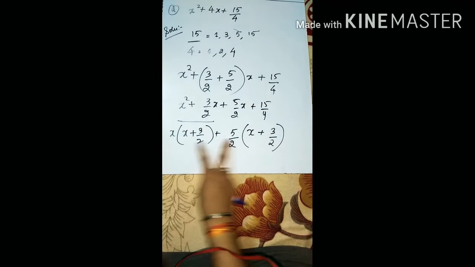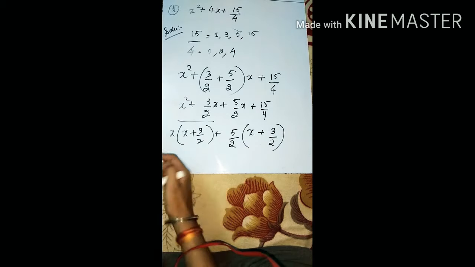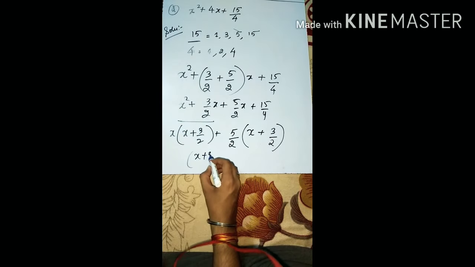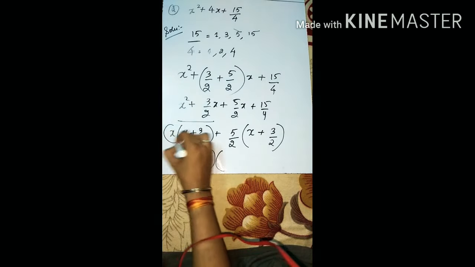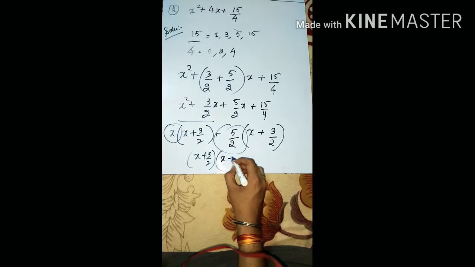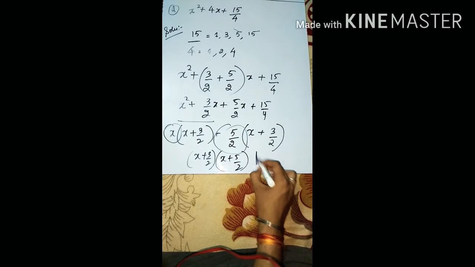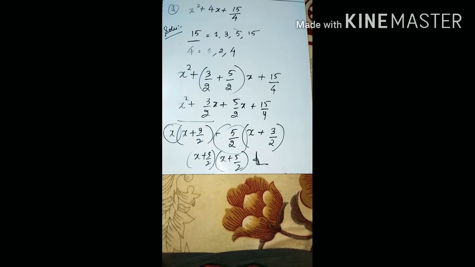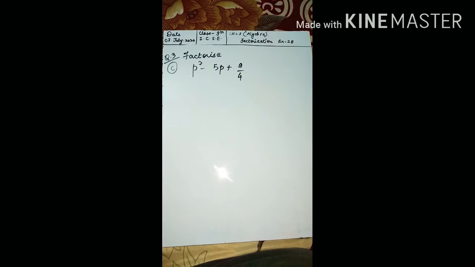Now x plus 3 by 2, x plus 3 by 2, again you take common. You are left with x plus 5 by 2 as an answer. This is the answer. Okay, let us come to the third question.